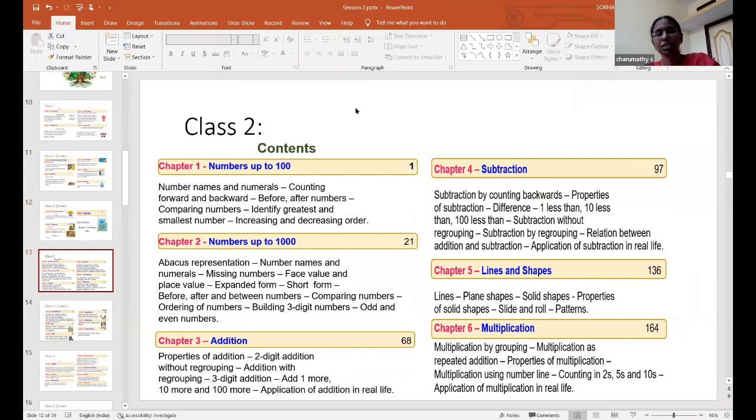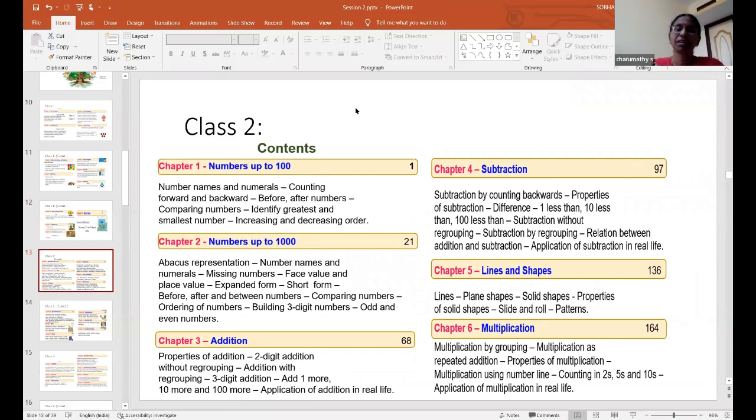Then comes subtraction. Here in addition and subtraction, we teach them the properties of subtraction and difference, 1 less than, 2, 10 less than, and 100 less than. And here subtraction without regrouping and with regrouping, and a relation between addition and subtraction, applications of subtractions in real life. Of course, the 5th chapter for all the classes seems to be lines and shapes.